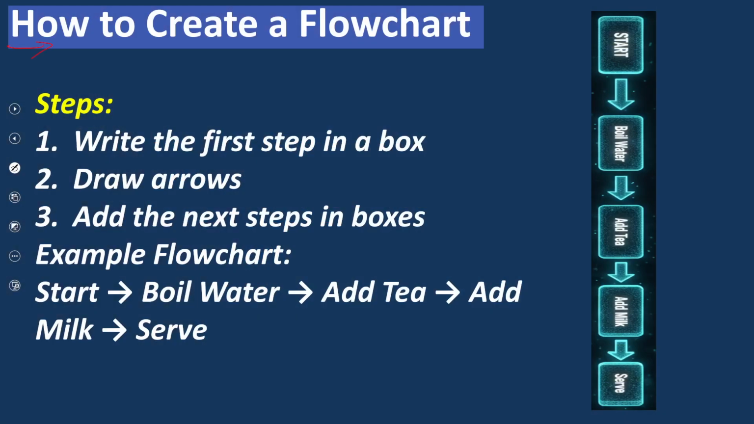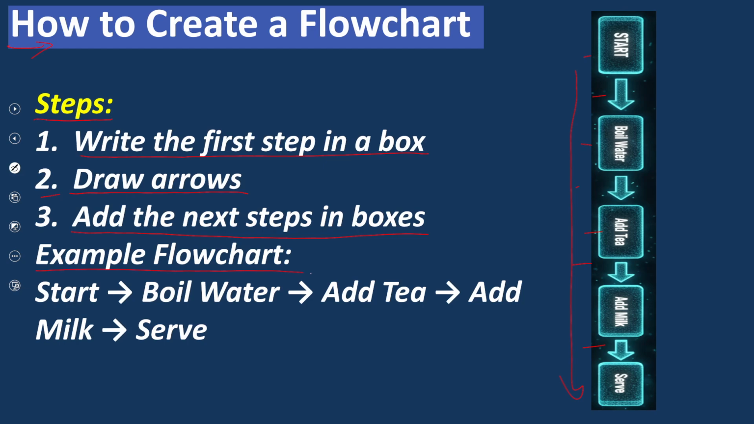How to create a flowchart. Here is a flowchart before you. Now come to this side and look at the steps to create a flowchart. Write the first step in a box. Number two, draw arrows. These are the boxes and these are the arrows here in the picture. You can see very clearly. Add the next steps in the boxes. You have made boxes and connected them with arrows. Then you can put all the points in the boxes as well.